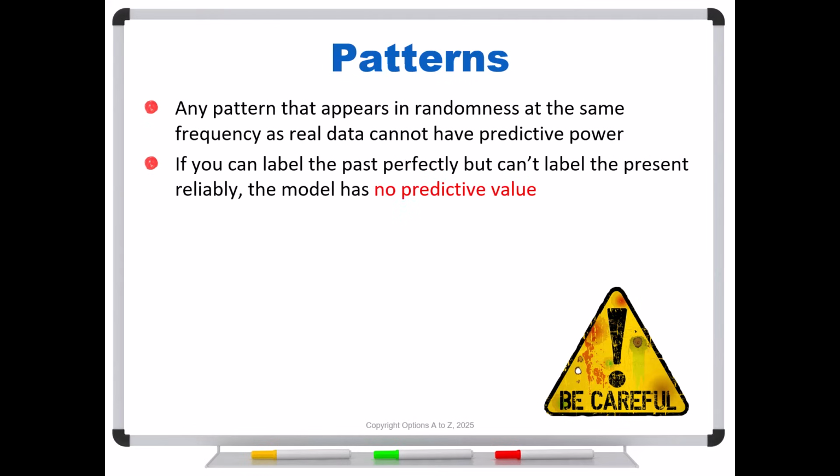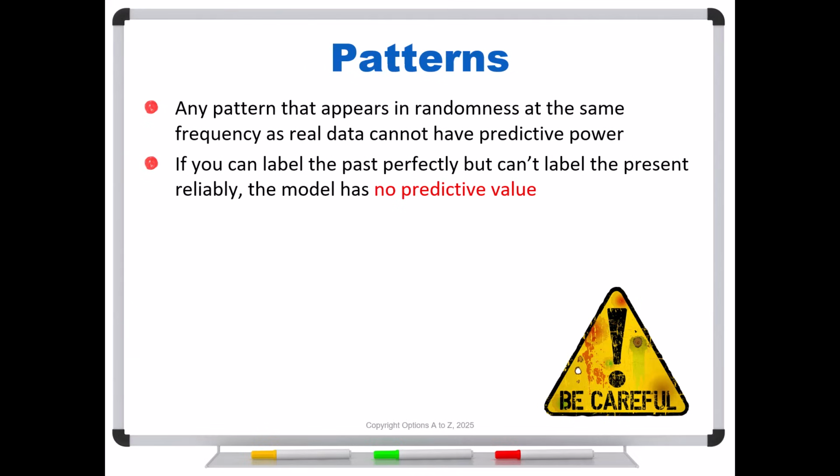So if you can label the past perfectly but can't label the present reliably, the model has no predictive value. And that's the simplest way to put it. So let's go see, can that really happen? Can we have just complete nonsense data and see if we can still get these patterns? And if we do, you have to really question the patterns that you think you're seeing in the market.